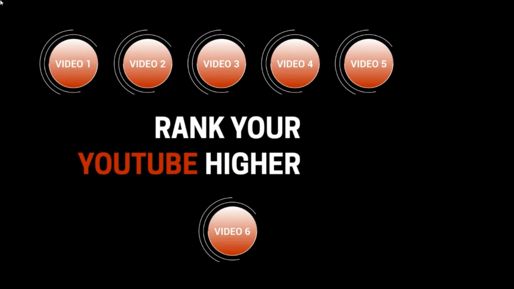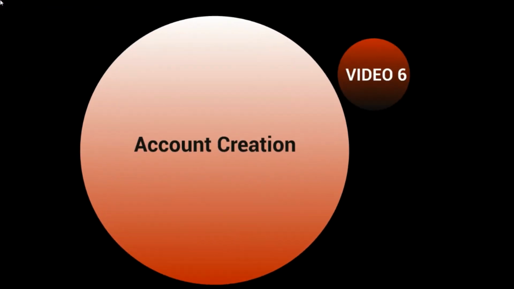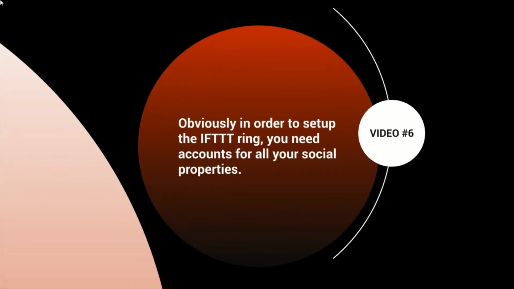Hello and welcome to video number 6, and we're going to talk about account creation. Okay, so obviously in order to set up the IFTTT ring, you need to have accounts for all of your branded social properties. So in other words, you need to have the username and password for Facebook, for Twitter, for all the other social media properties.